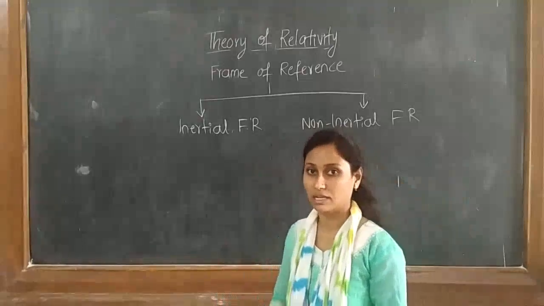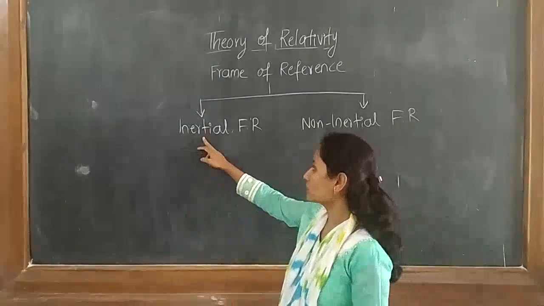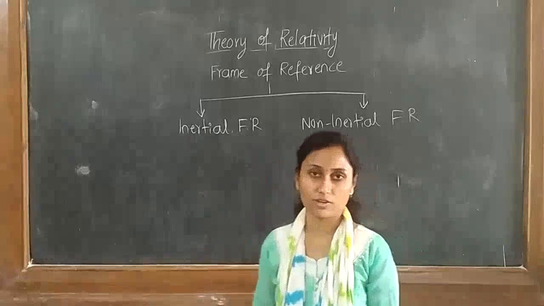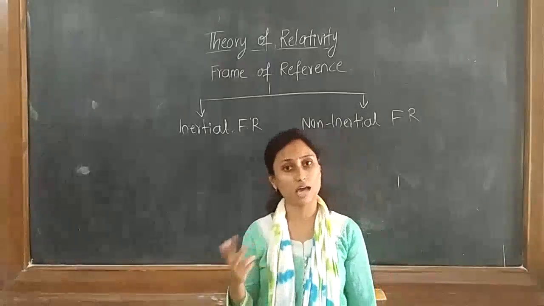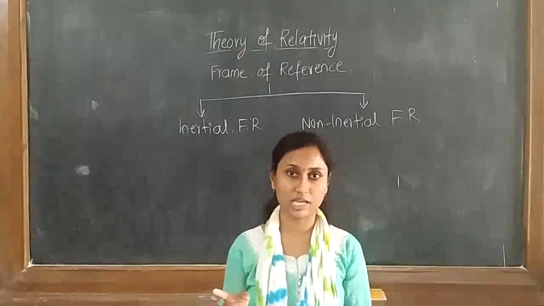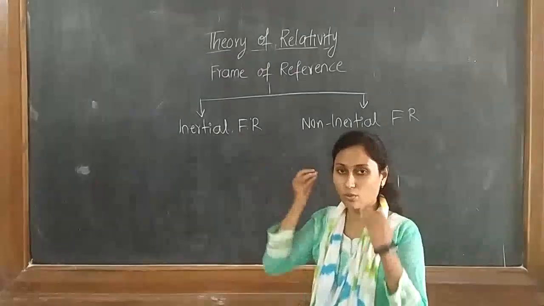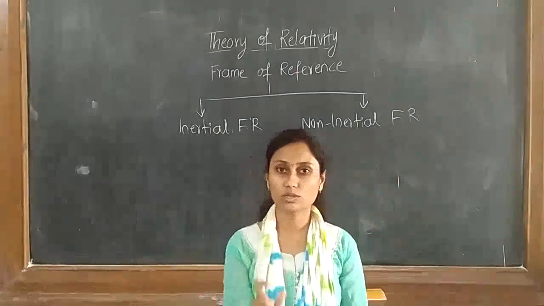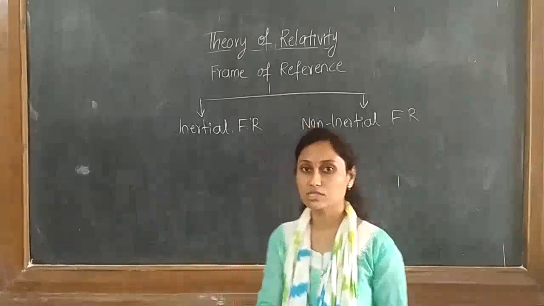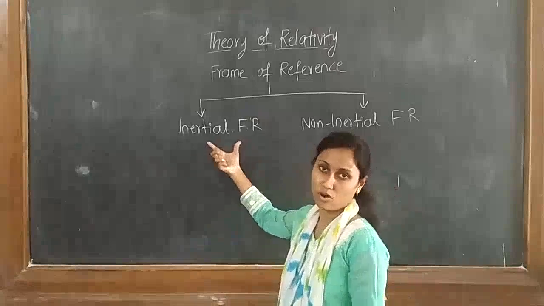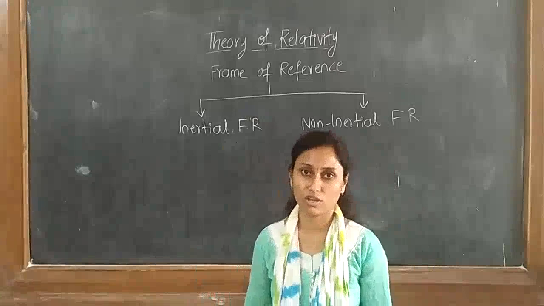So according to this, if it applies to any frame of reference, then that is called an inertial frame of reference. As we know already, Newton's first law of motion is also called the law of inertia. That's why the name is inertial frame of reference. Keep in mind, if Newton's first law is valid in any frame of reference, it comes under the inertial frame of reference. Then what are the examples of the inertial frame of reference?